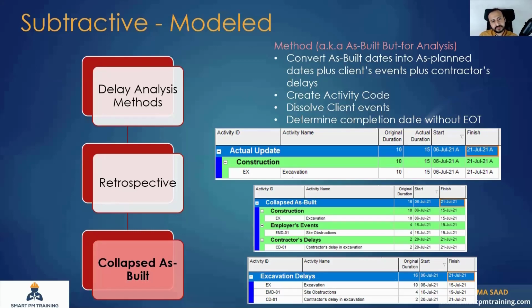So if you want to work with this method, you have to remove the employer's event, knowing the fact that the project is delayed by 3 months. You remove the employer's event, you run the program, it's 1 month of delay, which means the EOT is 2 months. So you did not see it in the program, but this is how we interpret it. This is the subtractive model.